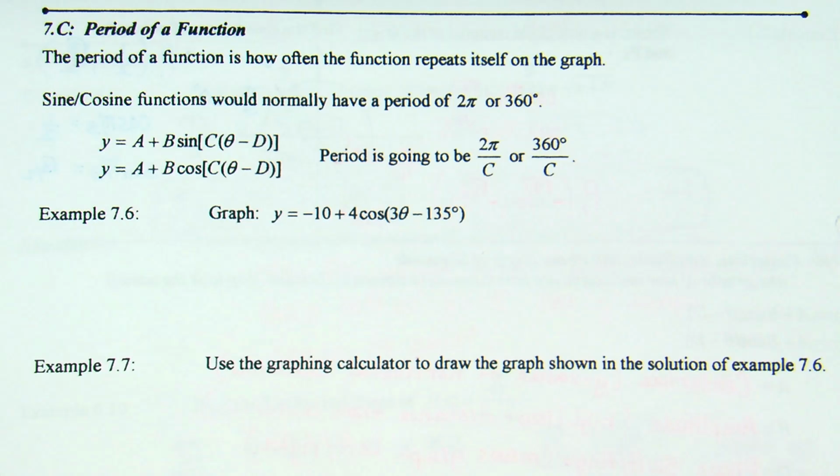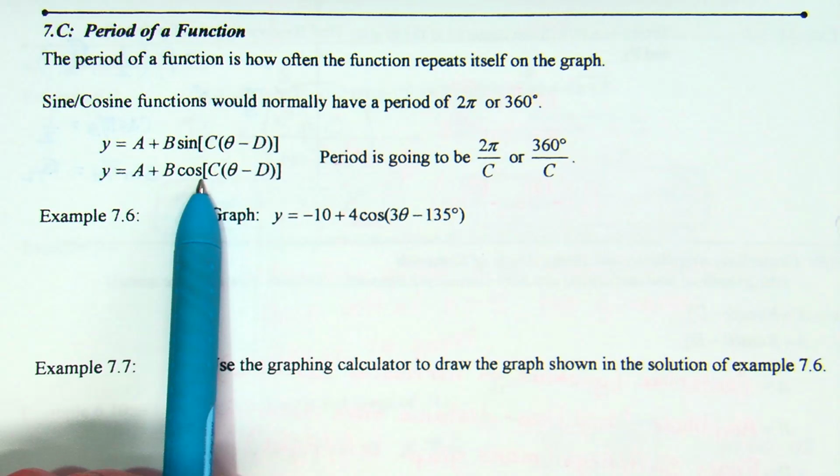Now, the way this is set up, notice it's c times theta minus d. C times theta minus d. In order to find your period, you take that, basically that coefficient, and divide. So it's the whole period of 2 pi divided by c. Or 360 divided by c if you prefer. And that's how we're going to find our period.